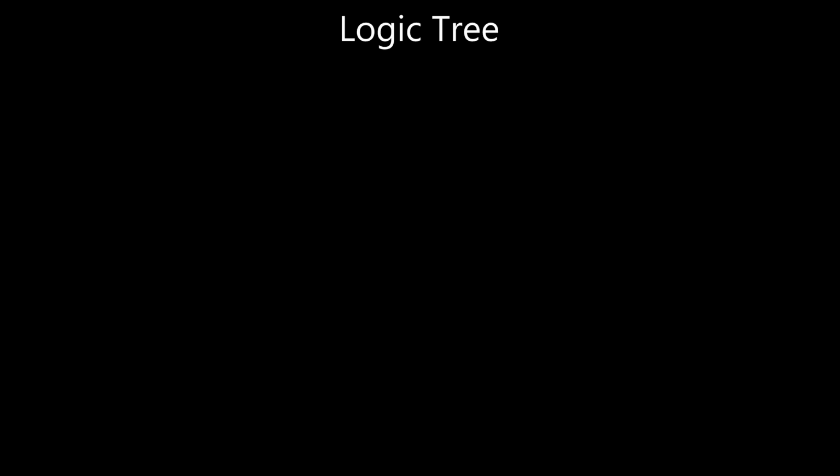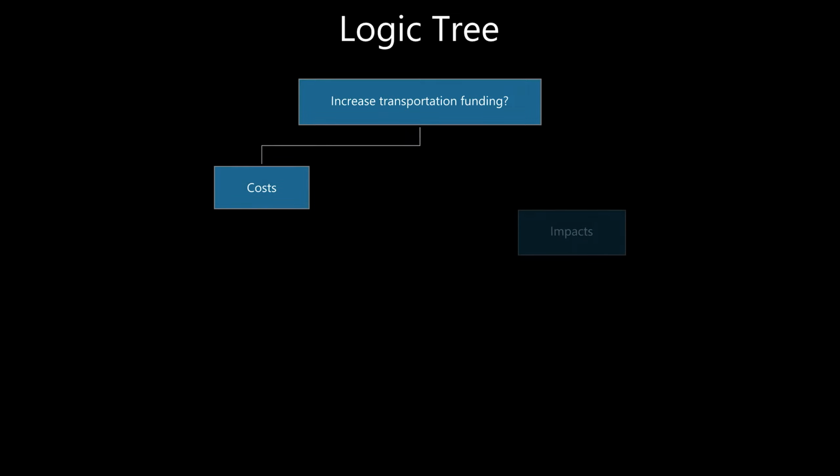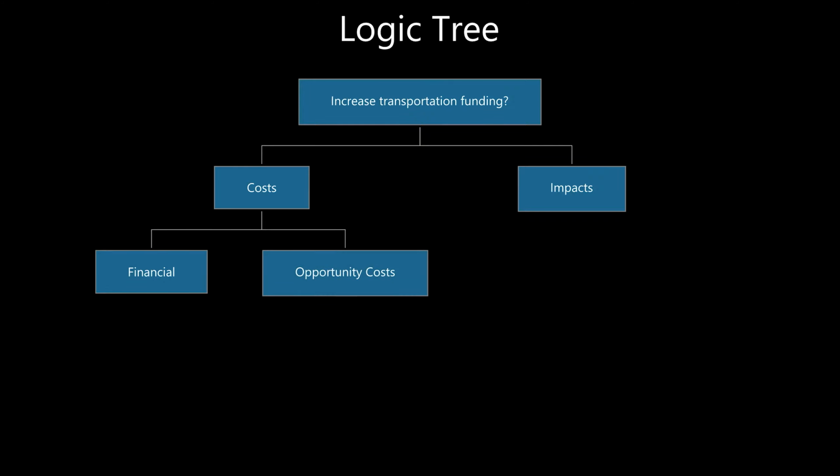Let's say we're trying to decide whether we should increase transportation spending in our city. Well, what's going to drive my decision behind that? I want to know two things. I want to know how much it's going to cost us, and I want to know what the impacts of that are going to be. What are the benefits? So on the cost side, I want to figure out what costs are driven by. What are the different categories of costs? Well, there's direct financial costs, where the money actually comes out of our pocket, and there's opportunity costs. So what else could we be spending this money on that we would be giving up?